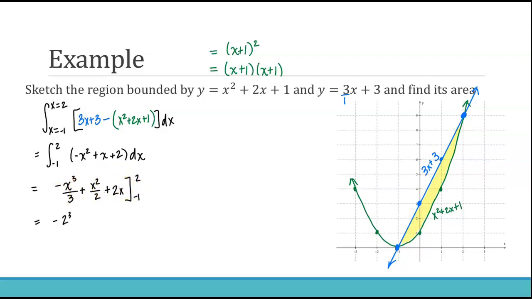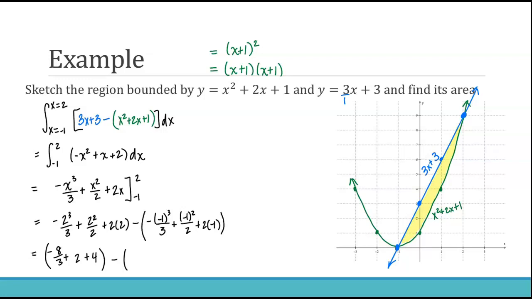So we get -2 cubed over 3 plus 2 squared over 2 plus 2 times 2, all of that minus, and we're going to plug -1 into each x. So we have -1 cubed over 3 plus -1 squared over 2 plus 2 times -1. Just a lot of arithmetic from here, right? So -8/3 plus 2 plus 4 minus 1/3 plus 1/2 minus 2, and skipping some of that, I'm just going to go ahead and tell you that the simplified answer as a decimal is 4.5, or as an improper fraction, is 9/2. So the area trapped between these two curves is 9/2.